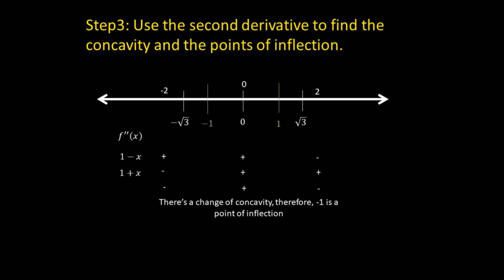Using this information, let us check if there is a change of concavity. We have negative and positive. There is a change of concavity, therefore, negative 1 is a point of inflection. And let us check for the other possible point of inflection. We have positive and negative. There is a change of concavity, therefore 1 is a point of inflection.